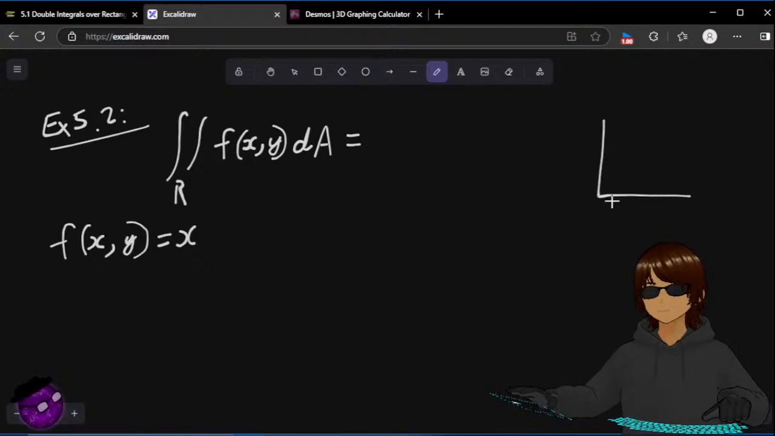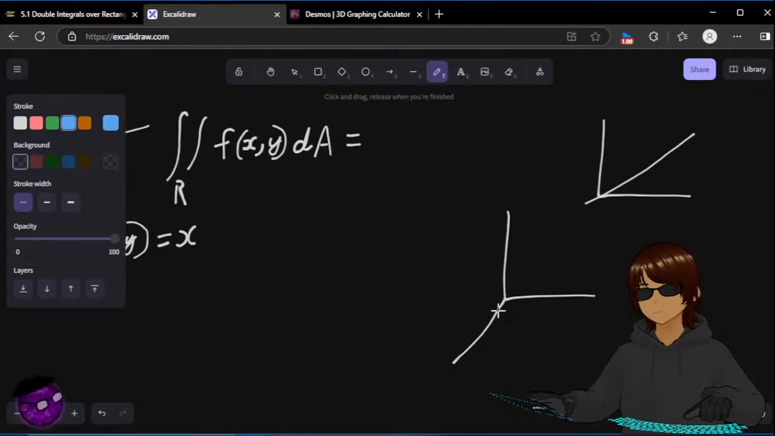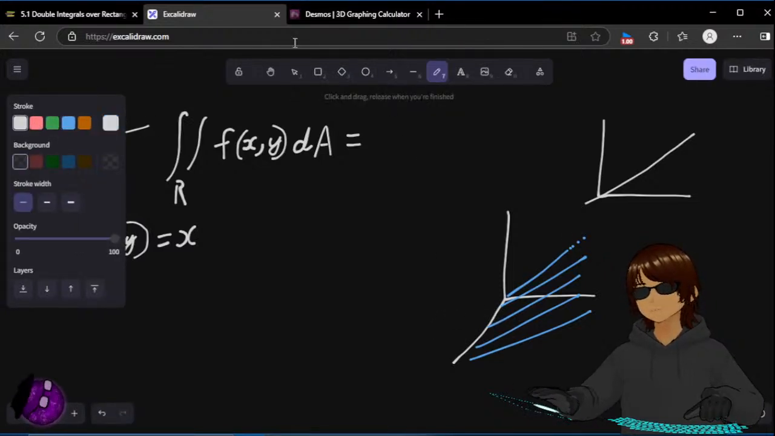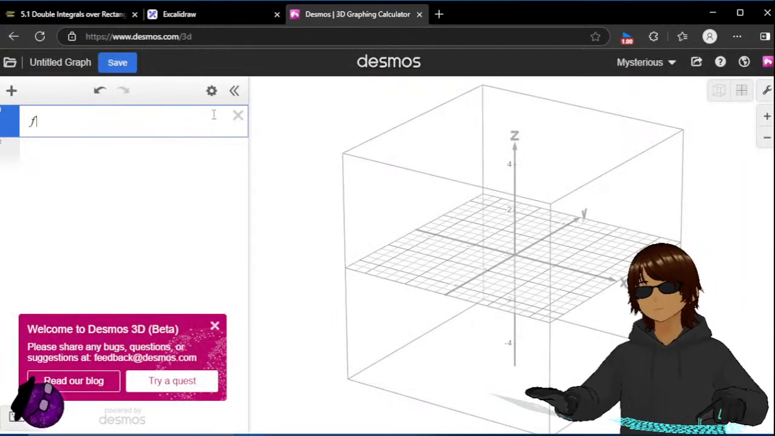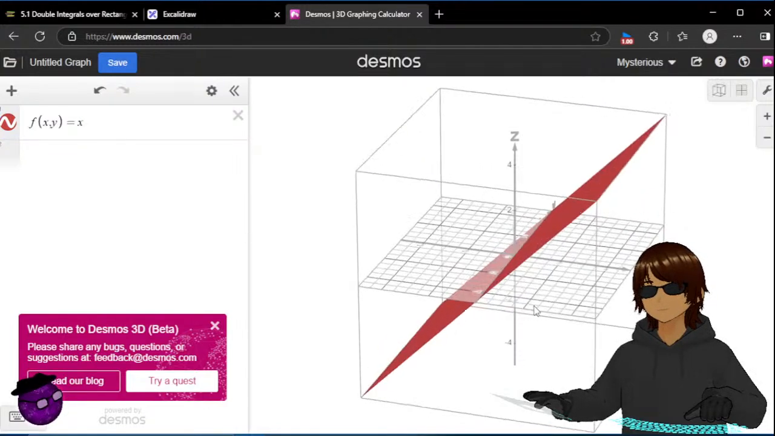So the graph, if you slice parallel to the x-axis, it will look like this, but in 3D it will look like, how should I draw this? Like this, like it's coming diagonally. Let me see if my guess was right. f of x, y is equal to x. Yeah.